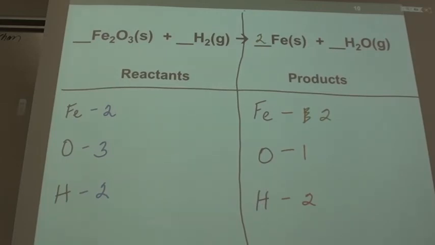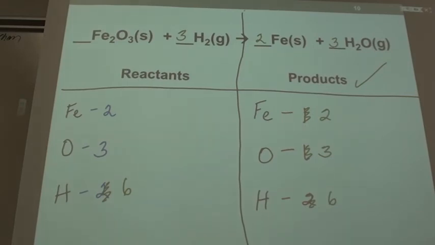Put a 3 in front of the H2O. So that makes this a 3 and this a 6. Okay, so I'm good here, and I'm good here, but I'm not good there, so I need to come back here and do what? Put a 3 in front of the H2, that makes this 6. 2 is equal to 2, 3 is equal to 3, and 6 is equal to 6. Is this a balanced equation? Yes, it is.